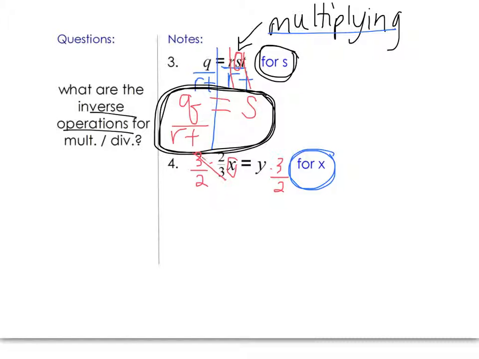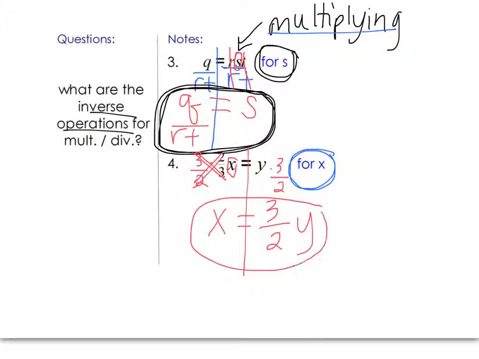So my 3's and my 2's become 1. They cross out. And I get x equals, well, 3 over 2 times y can just be left as 3 over 2 times y. And that's your final answer. X is all alone, and it equals 3 over 2 times y.